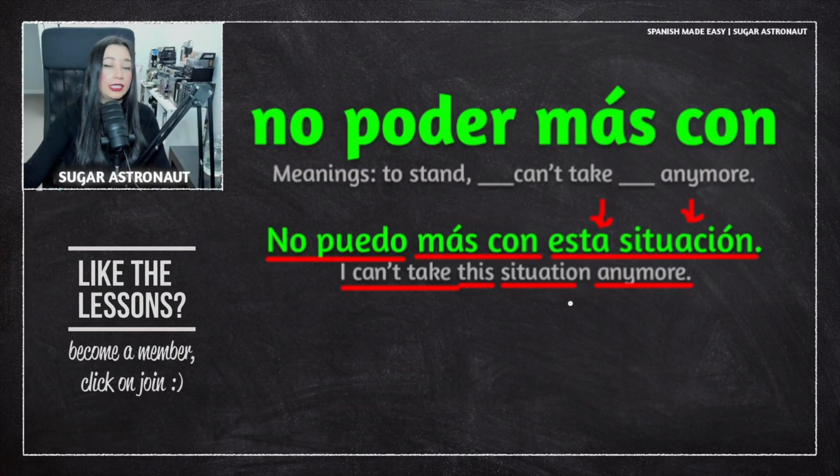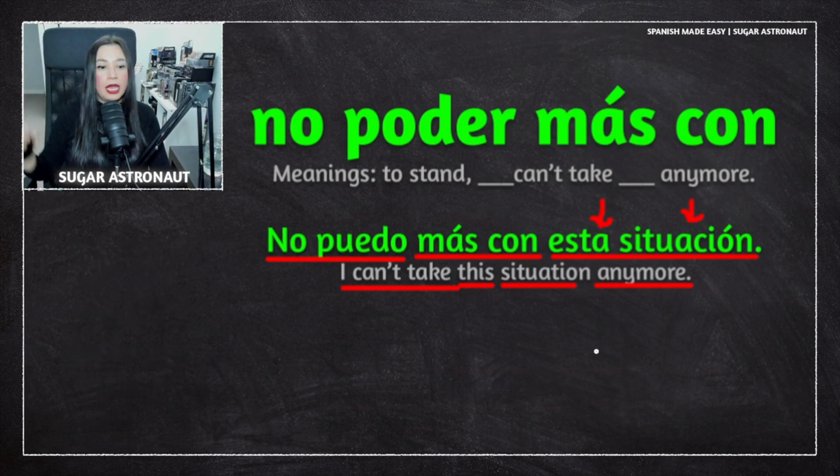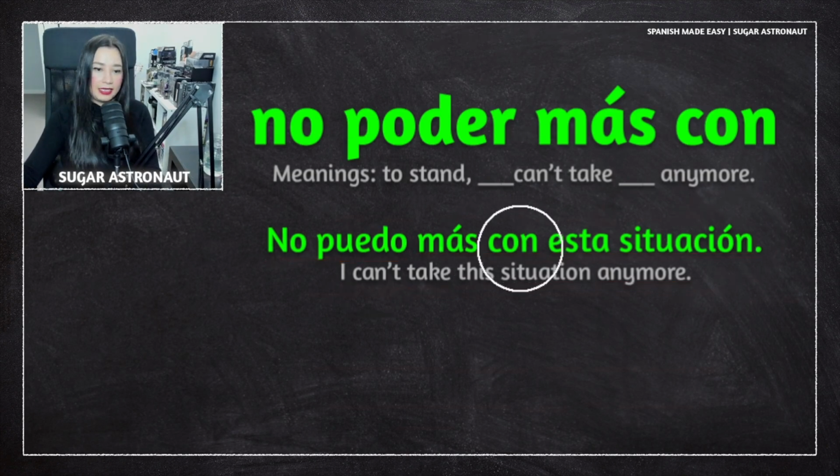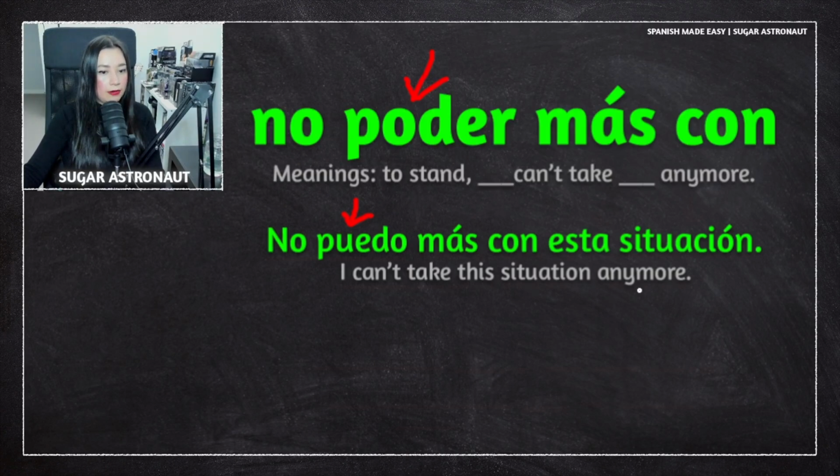Situación, situation. No puedo más con esta situación. I can't take this situation anymore. Okay? So that's something very important to remember. It's very interesting. It's a good phrase to remember for sure. Remember once again that you gotta conjugate the verb poder right here because that's the verb conjugated. No puedo más con. I can't take this anymore. And you need to keep it together, all of this.